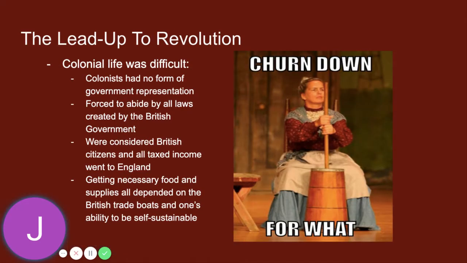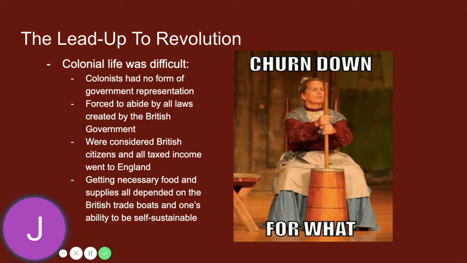So, the lead up to the revolution. Colonial life was difficult. Colonists had no form of government representation, and they were forced to abide by all laws created by the British government. They were considered British citizens and had all of their income taxed, and it went to England. And getting necessary food and supplies all depended on the British trade boats and one's ability to be self-sustainable.